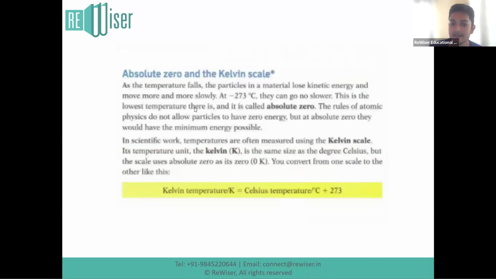Next, this is what I discussed on the Kelvin scale. Converting Celsius to Kelvin is just adding 273. Converting Kelvin back to Celsius is just subtracting 273. Absolute zero is 0 Kelvin or minus 273 degrees Celsius. Absolute zero is defined as the lowest value of temperature that is achievable, which is minus 273 degrees Celsius or 0 Kelvin.